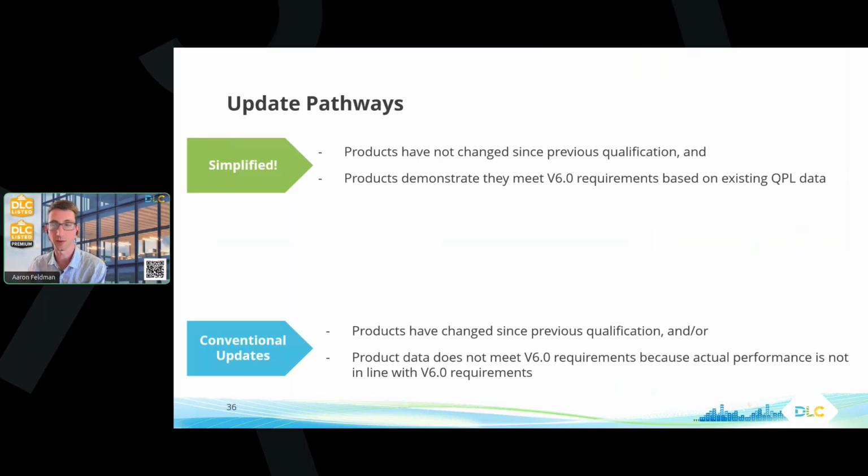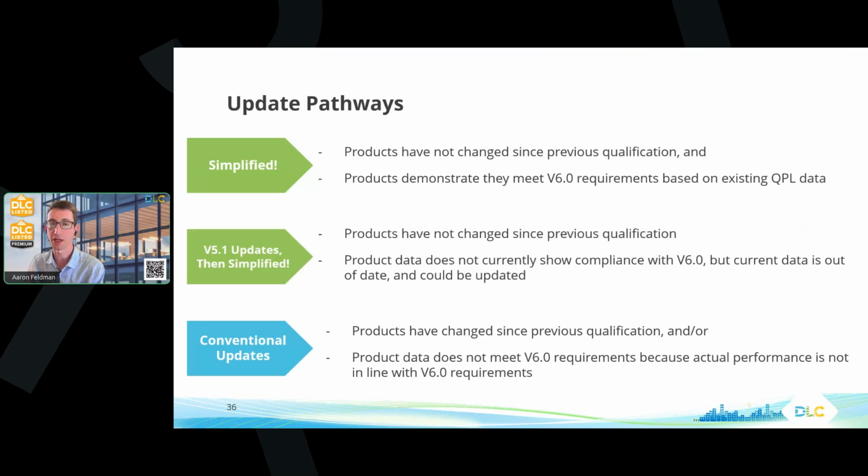Quickly, a note on the different ways to update products. If you've participated in any of the other webinars, you may have seen some similar notes, but there is a simplified application to update your products. That's for products that have not changed since their last qualification, and those products meet the version 6 requirements based on the current data on the QPL. There are more conventional updates where manufacturers have changed their products since qualification, or they don't meet version 6 if they get updated. So there are the two general update types.